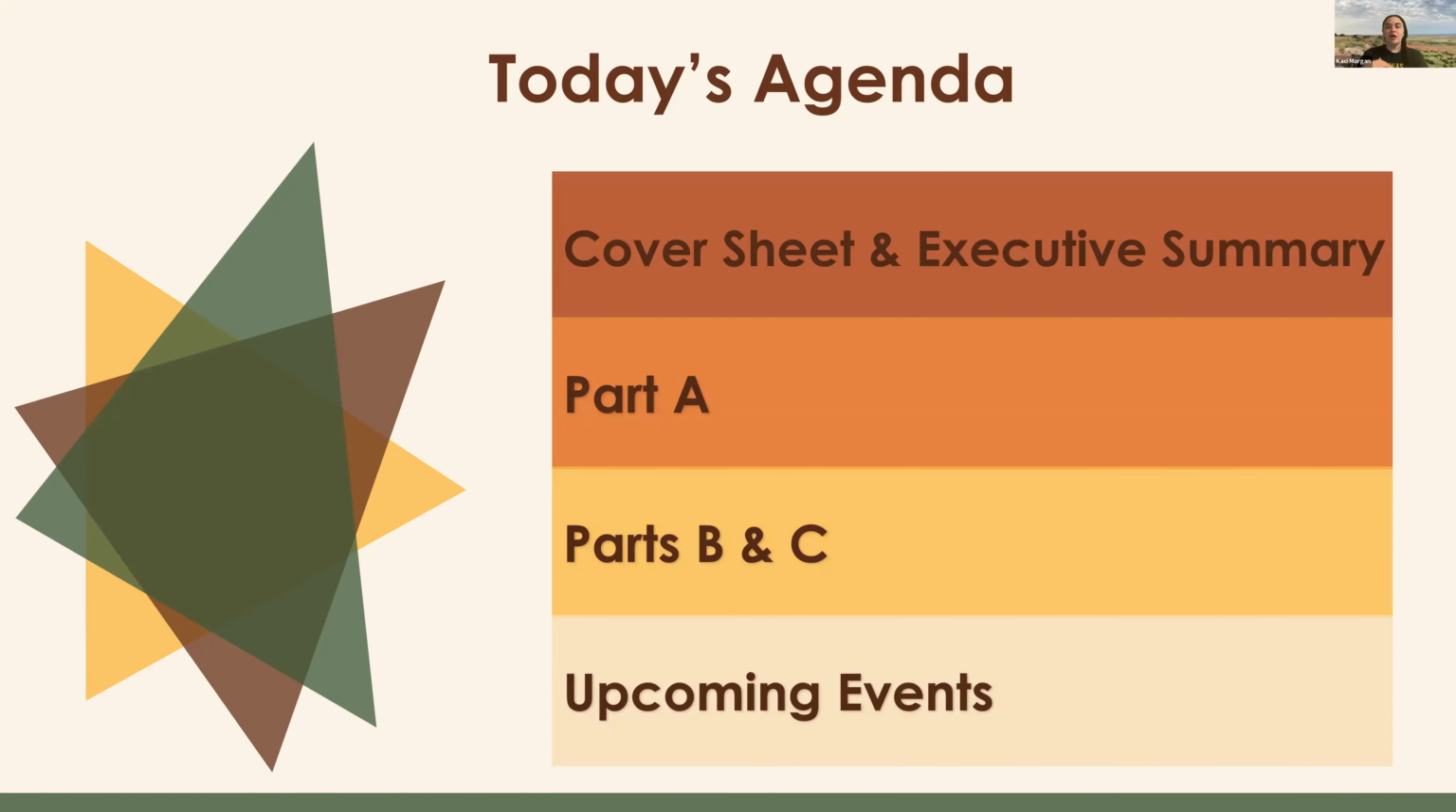So here's an overview of the flow for today's session. We will go over your reporting requirements in detail and cover each section of the APR before wrapping up with some housekeeping. So we'll start with the cover sheet and executive summary, and then we'll talk about part A and then parts B and C from there.